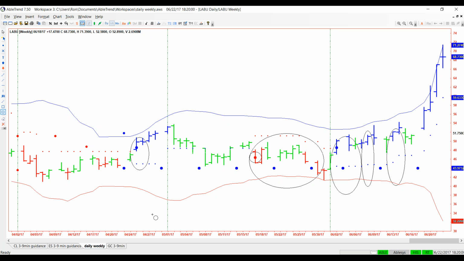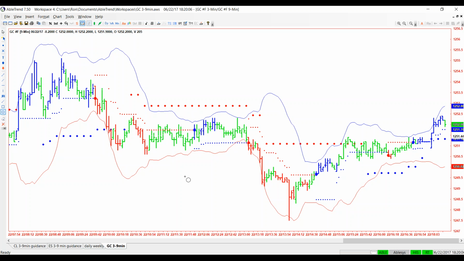So S&P Mini, crude oil, daily, weekly. We're looking at a bunch of different things. Here's a gold chart, just to throw that in. Gold's really tricky because it moves very, very quick. But nice sweet spot there. You can always take profit at the bands.